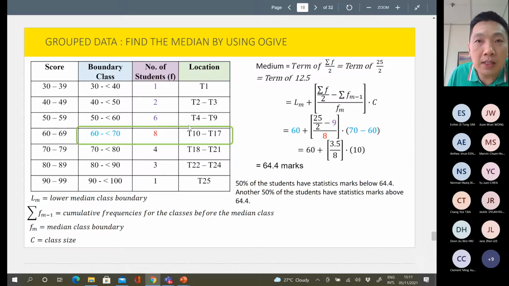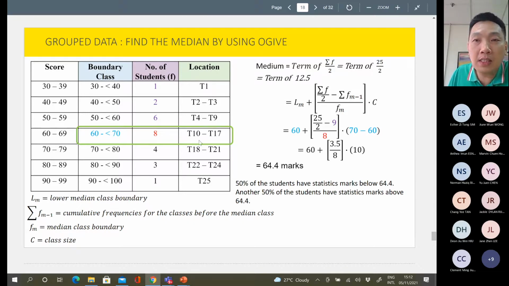Then the next class, the frequency is 6. So this class is for term 4 until term 9. How to get term 4? After term 3 in the previous class, the next term should be term 4. Follow the sequence. And because this class has 6 frequency, you can use 3 plus 6, you get 9. So term 4 until term 9. That means those students who scored the 4th lowest until the 9th lowest score are under the 3rd class. And that is the meaning.